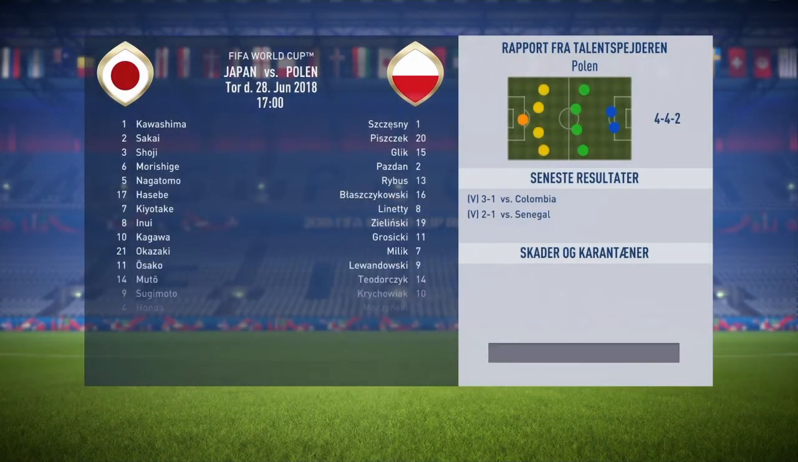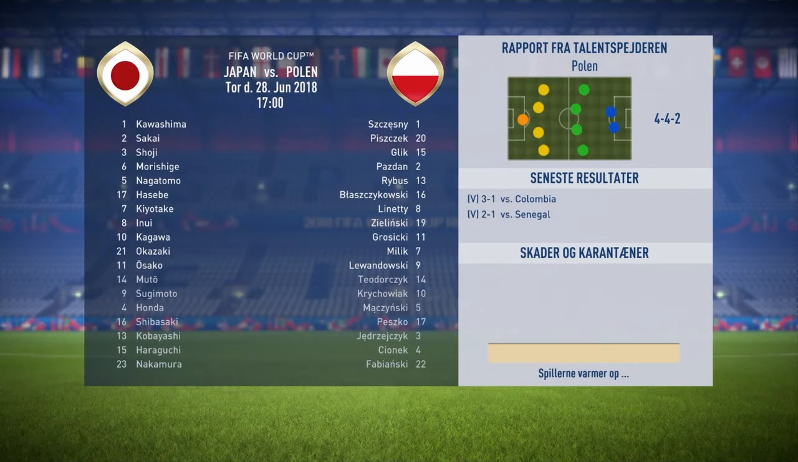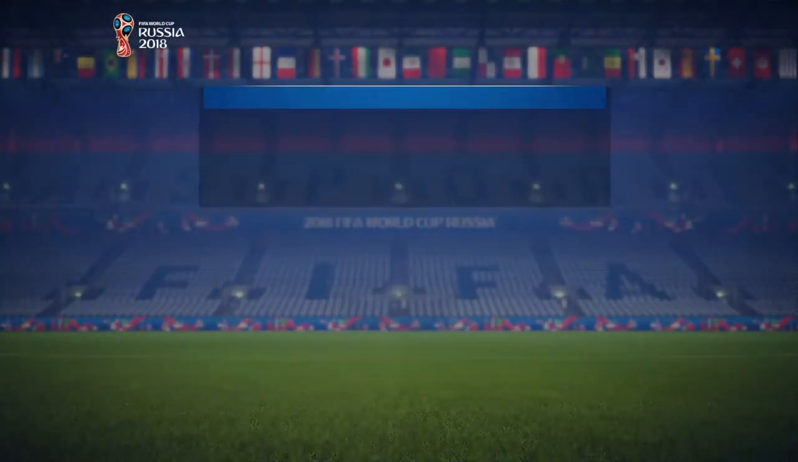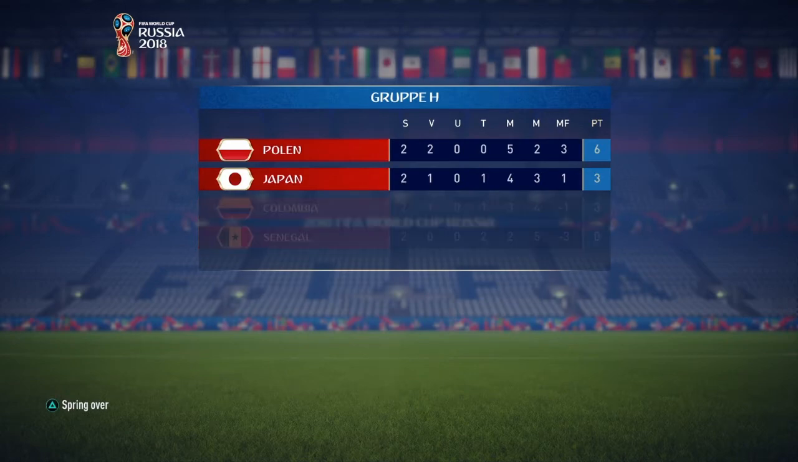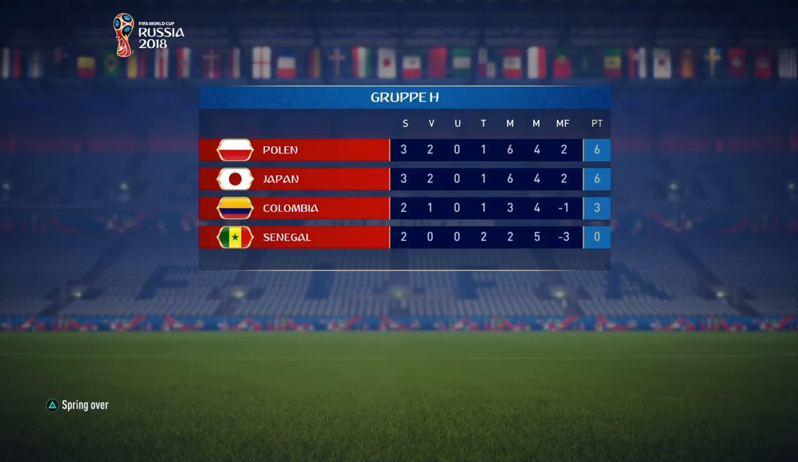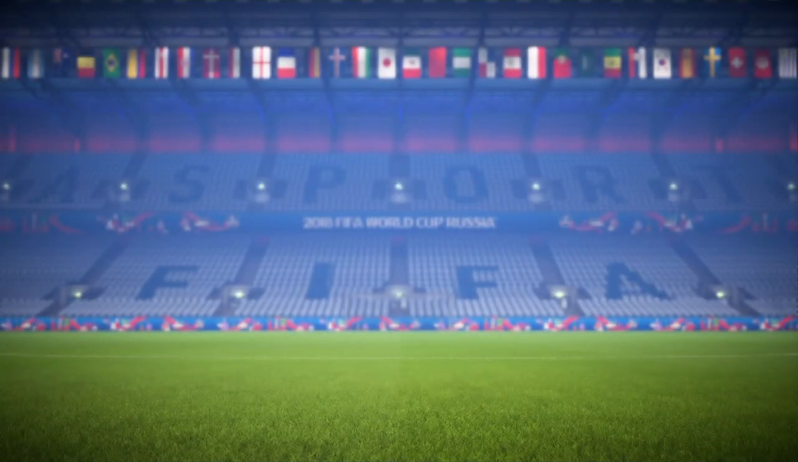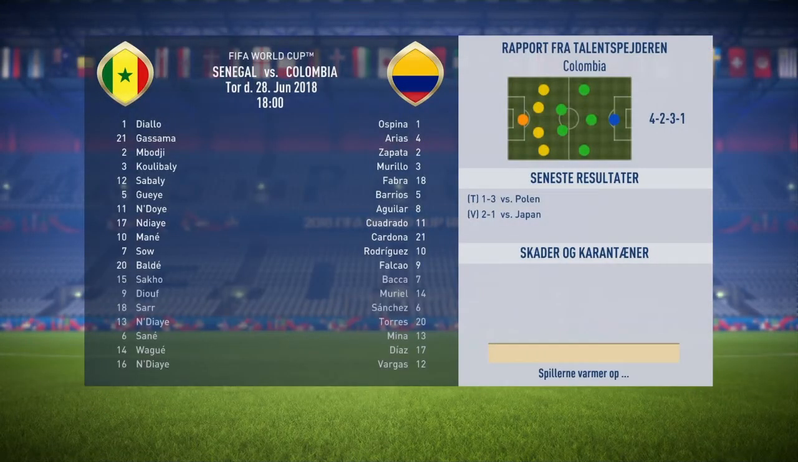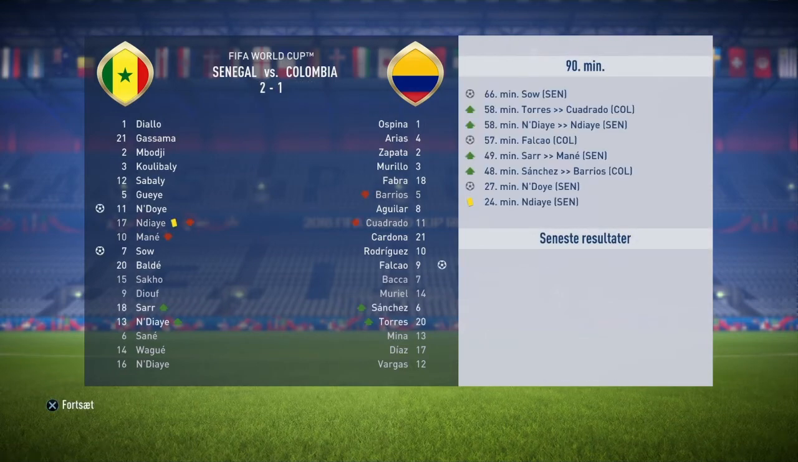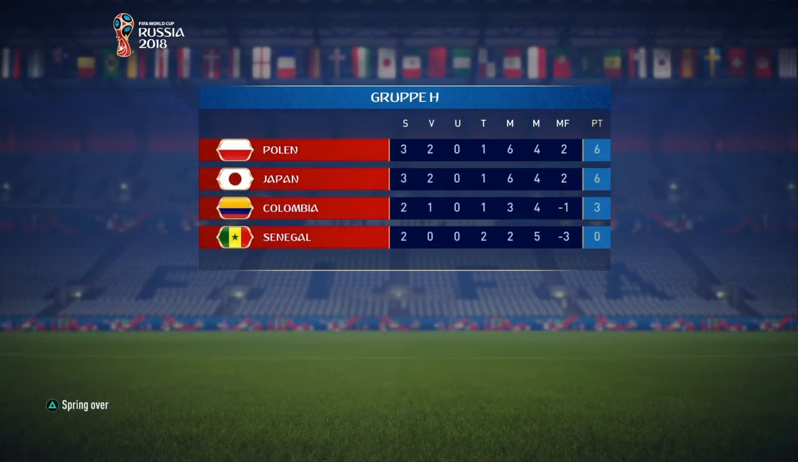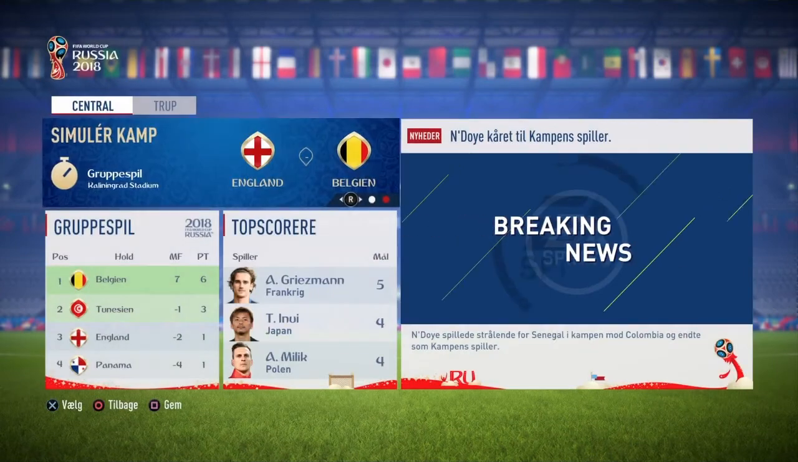Japan versus Poland. Let's see what that will be. It's a 2-1 victory to Japan over Poland, and that means that they possibly will go through. Oh, this is actually interesting. This will go down to the goal difference if Colombia wins over Senegal, which they don't. Senegal wins 2-1, and then it doesn't matter. Colombia will go out, and it will be Poland and Japan going through. Interesting.